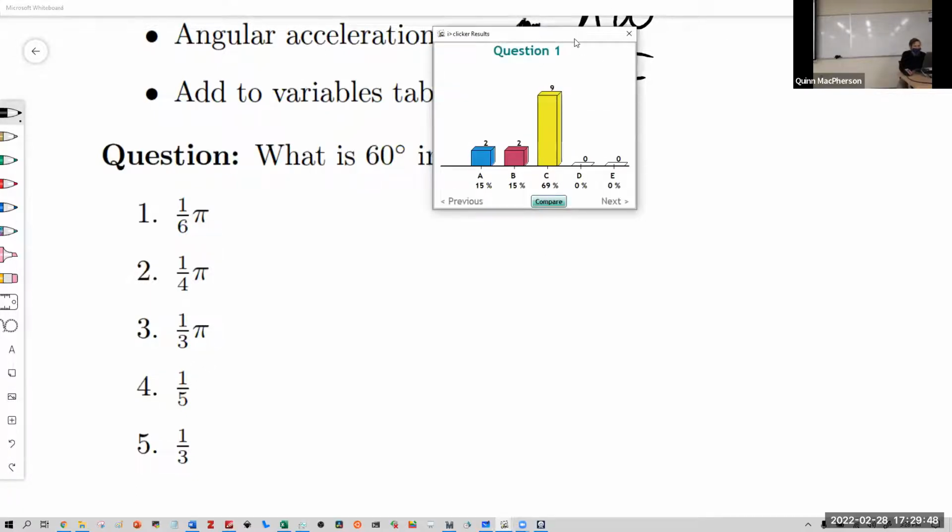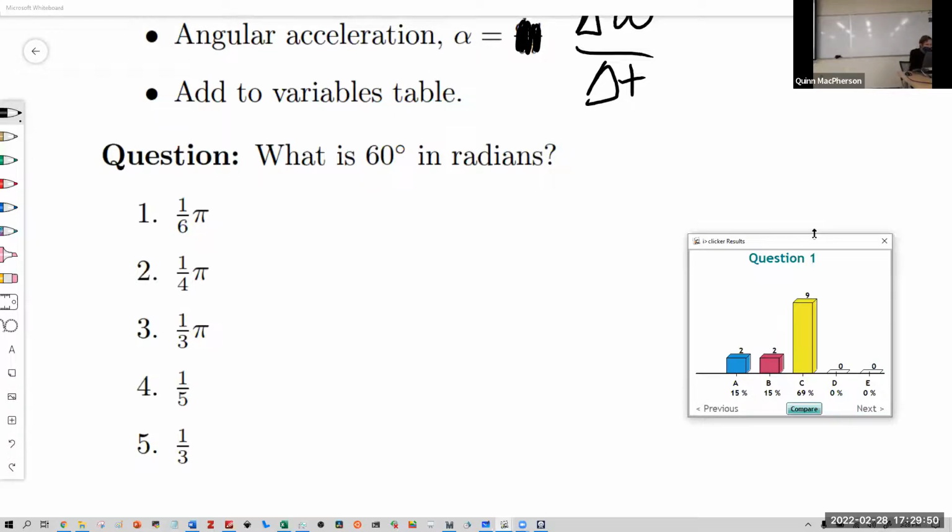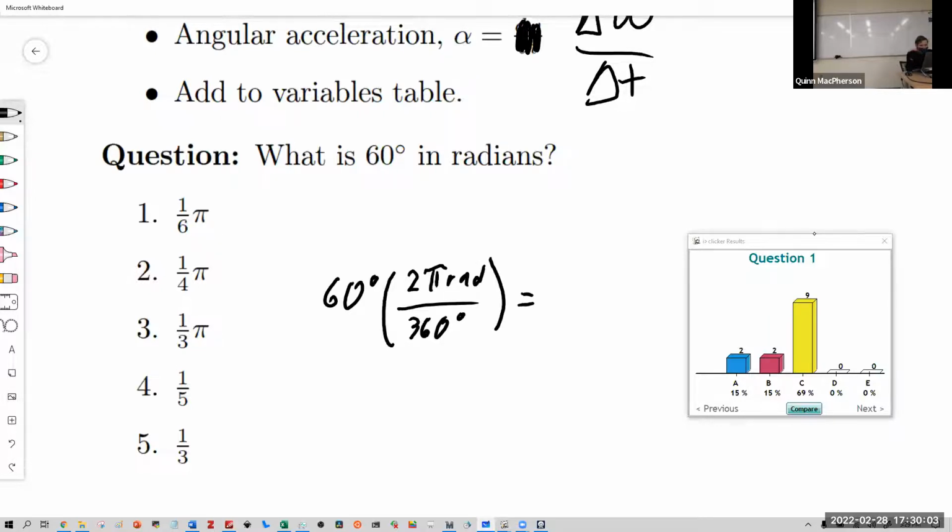Okay, so 60 degrees times, there's 360 degrees in 2 pi radians, gives, well, 360 is 6 times 60. So that'd be 2 pi radians over 6, which comes out to 1/3 pi radians. But radians are fake units, so we can just say it's 1/3 pi.